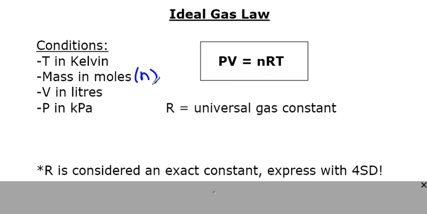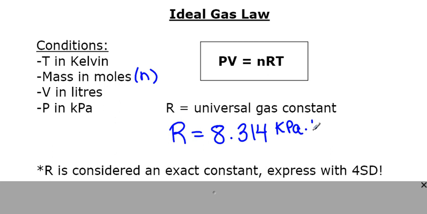You can see it in different units, but we're going to look at it mostly in these units because these are our standard conditions. The value of R is 8.314, and the units combine all of the units from all of the other variables. It's kPa times liters over moles times Kelvin. Now it might seem a little bit overwhelming at first, but we'll take a look at how you get R and where those units come from.